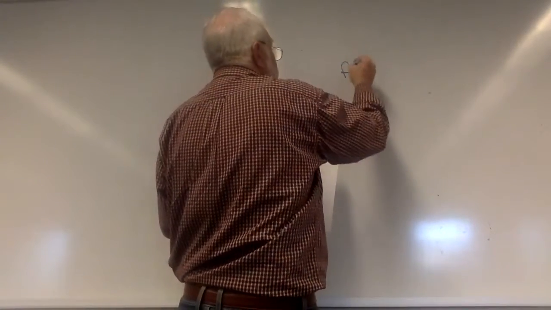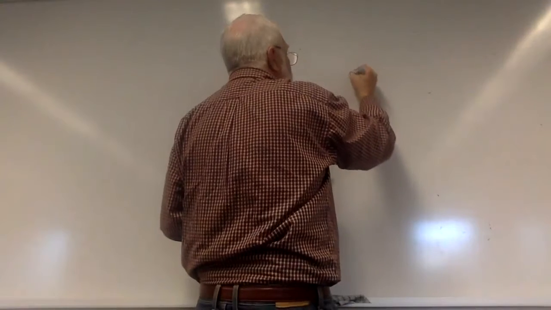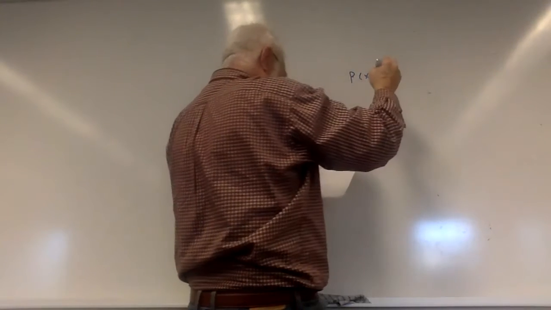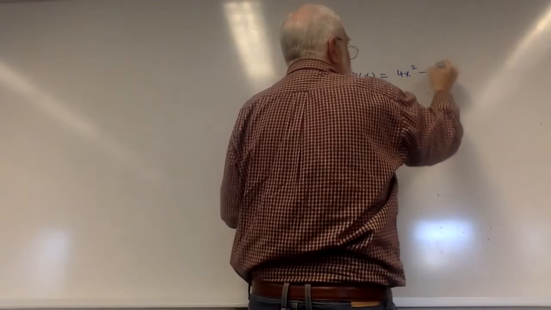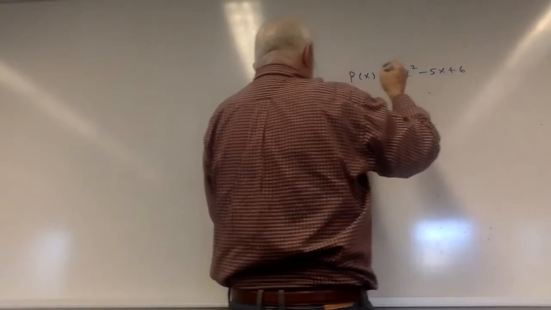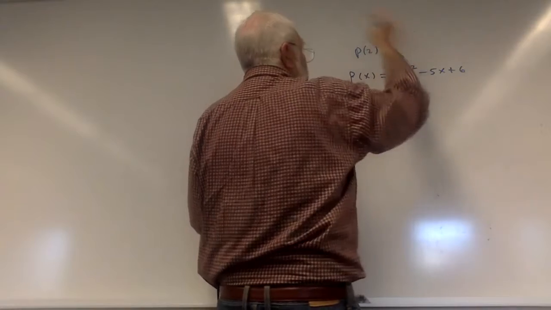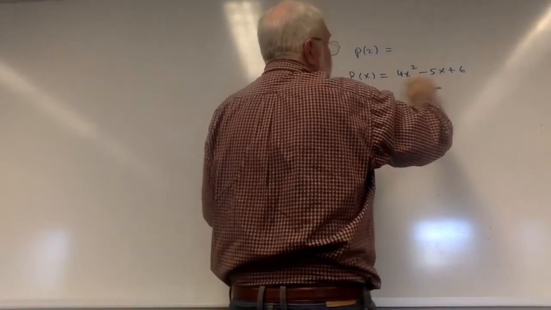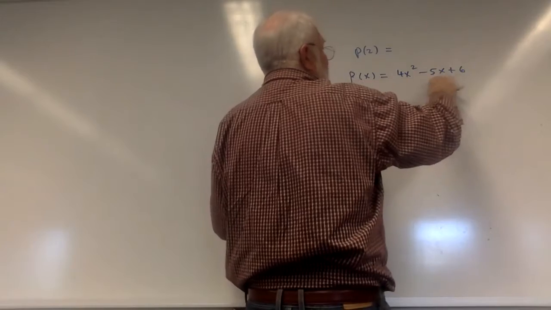P of x. I wrote F, so used to writing f of x. All right, P of x equals 4x squared minus 5x plus 6. And we're going to find out when x is 2. Might as well find out P of 2 is 16 minus 10, 6 plus 6 is 12.